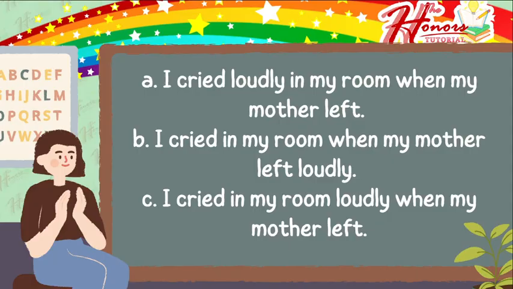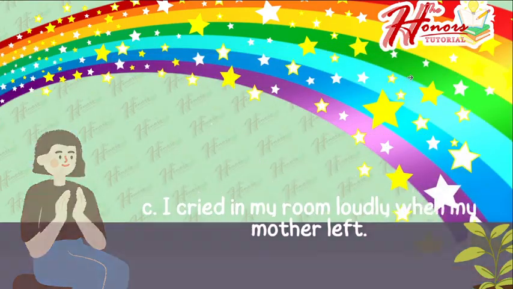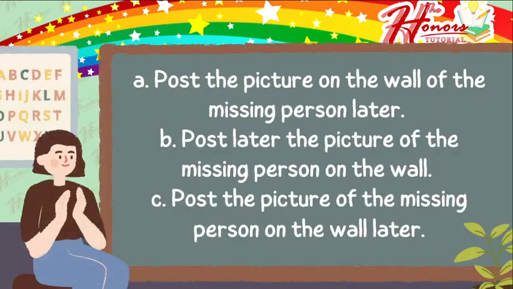Alright, very good. So the correct answer is letter A. I cried loudly in my room when my mother left. So again, take note that the adverb of manner comes before the adverb of place. Here, the adverb of manner is loudly, and in my room is the adverb of place. Next, number 4. Which one here is correct?